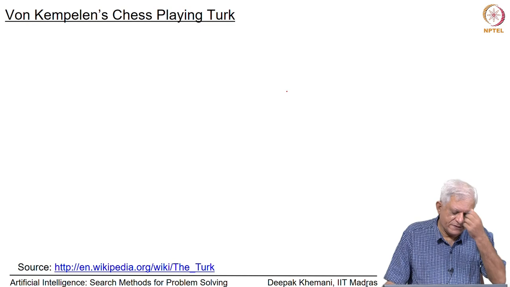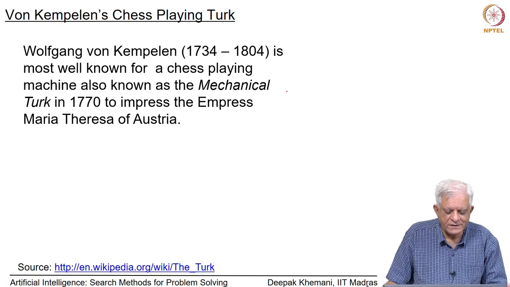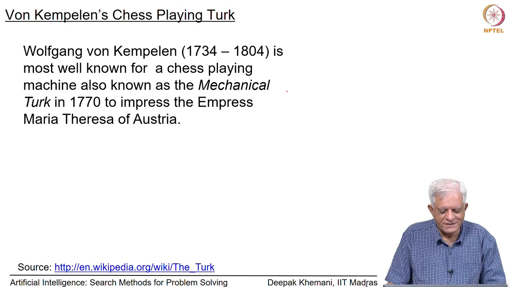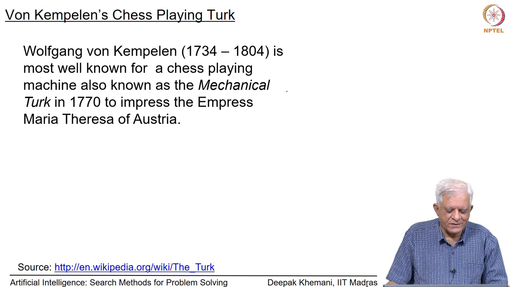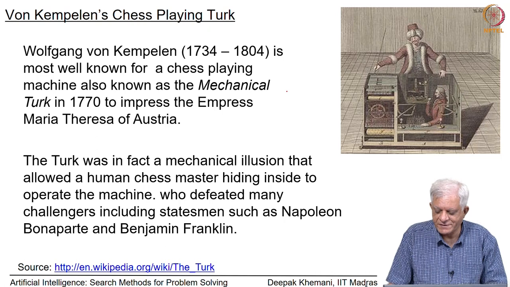Now, chess has fascinated us for centuries as we have seen, and in medieval Europe, Wolfgang Kempelen is said to have constructed a chess playing machine, which was called the Mechanical Turk, in 1770, in order to impress the Empress of Austria, Maria Theresa. It turned out that this was not a machine playing chess, but an illusion in which a diminutive chess player was hidden inside this contraption that he took around the world.